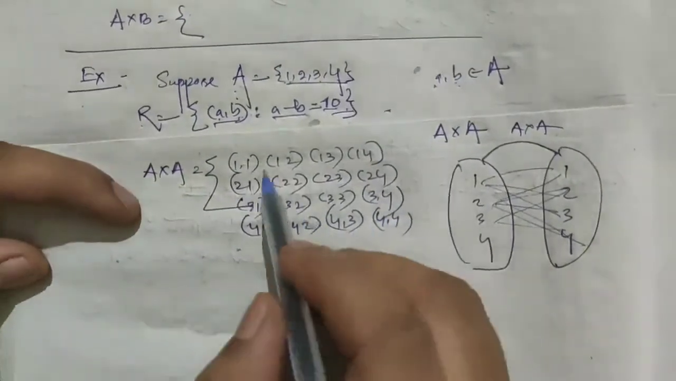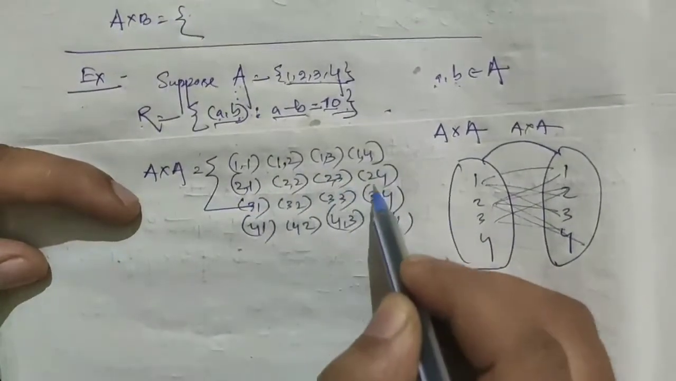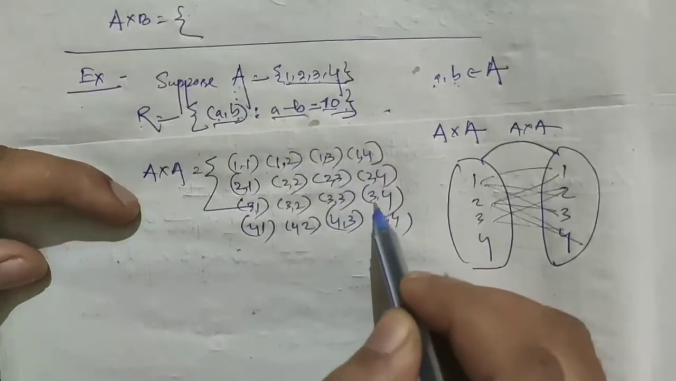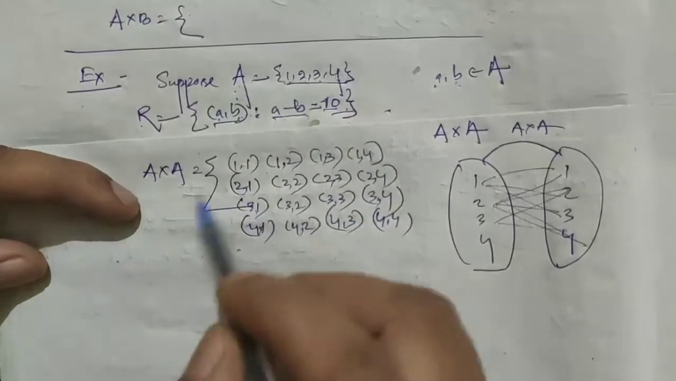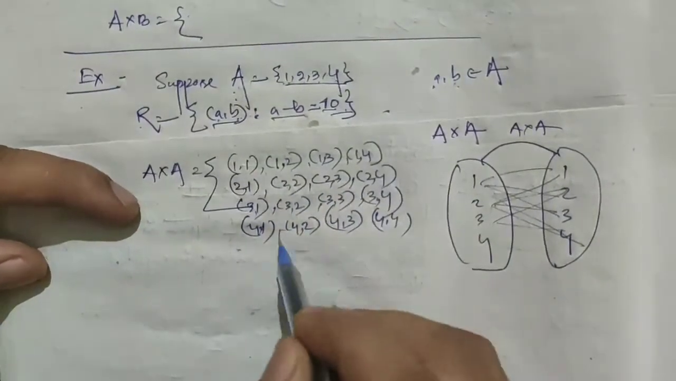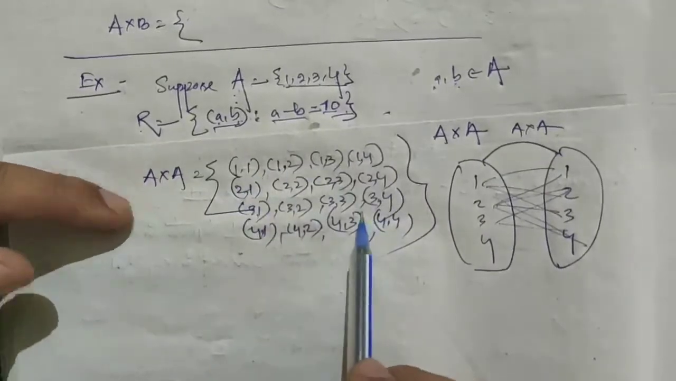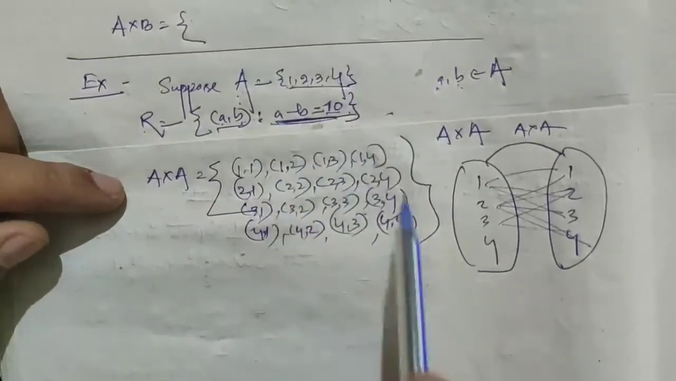And make sure that whenever you're writing, you just put a comma in between these elements. Okay, then here also you can put a comma. So these are the relations, the Cartesian product. But here you need to find such a pair so that this condition must be satisfied.